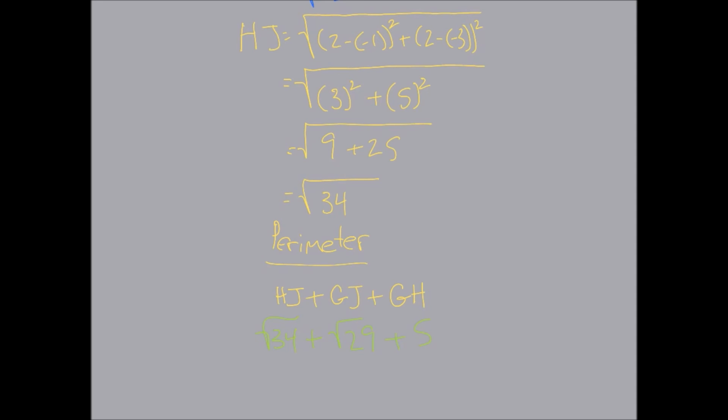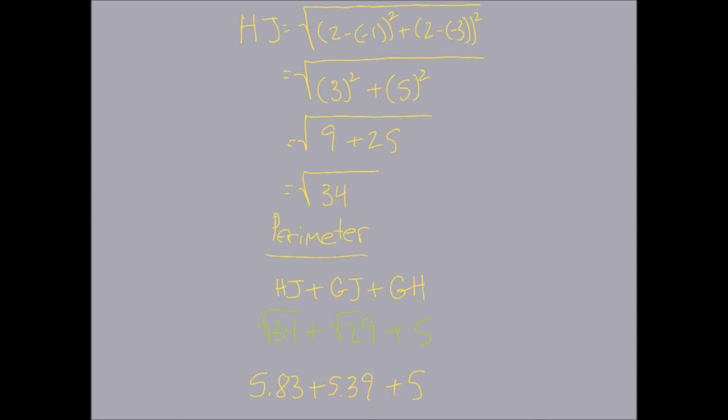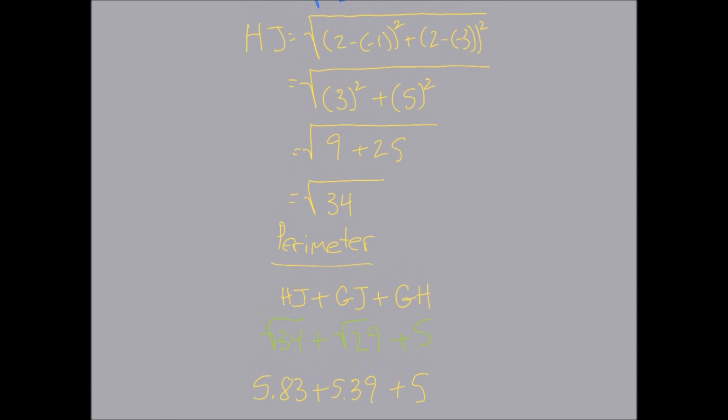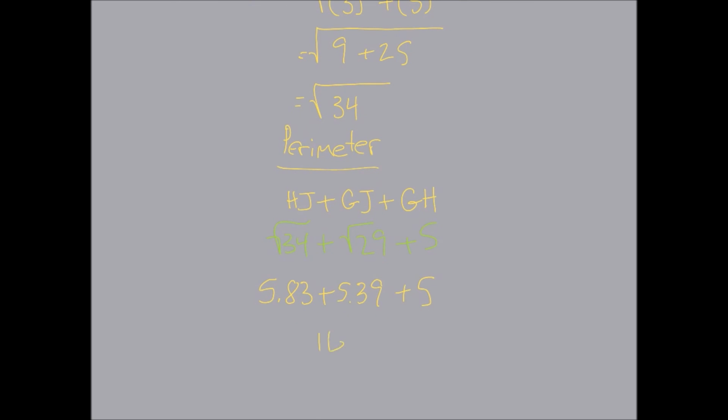Of course, to really add them together to make sense, we're going to have to turn square root of 34 and square root of 29 into decimals. These are going to be approximate answers because as actual decimals, they would just be numbers that go on forever. They're irrational numbers. So our approximate answer is 16.2.